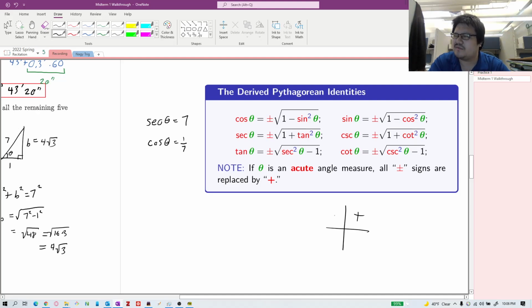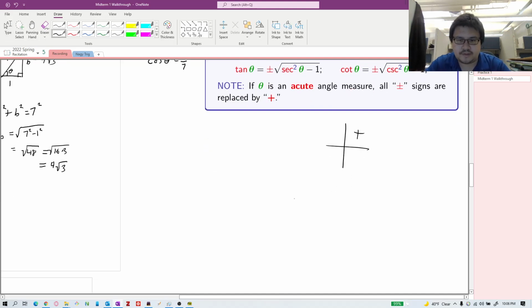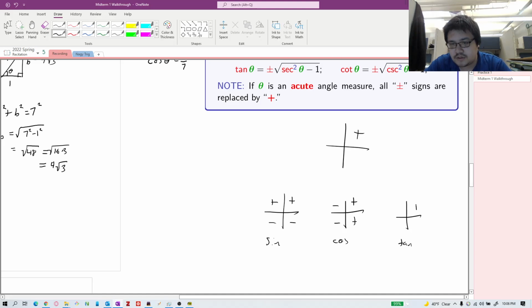I think there's like a mnemonic, but I can never remember the mnemonic. Okay, maybe I'll just talk about this. So sine is actually going to be positive here and here. It's negative here and there. Cosine is positive in this quadrant and this quadrant, negative there. Tangent is checkerboard: plus, minus, minus. So this is how the trig functions behave on the unit circle.